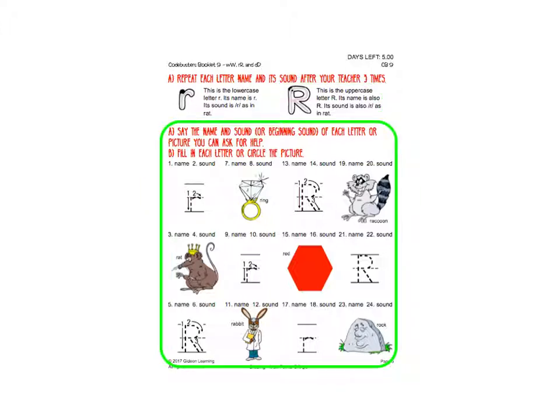Say the name and sound or beginning sound of each letter or picture. You can ask for help during class if you're not sure what the pictures are. Fill in each letter or circle the picture. This is the letter R. Its sound is R. And now we can write our lowercase letter r. This is a rat. The beginning sound is R. And now we can circle it.